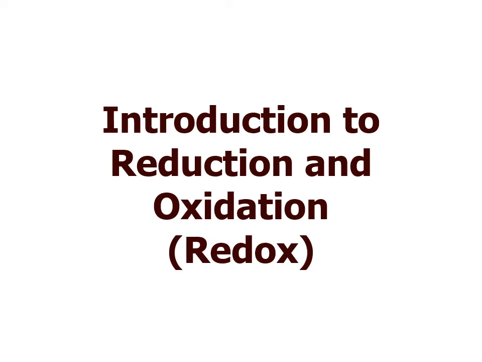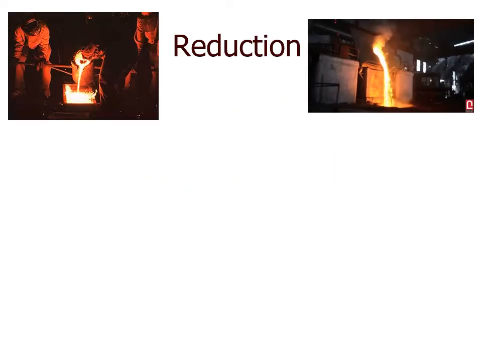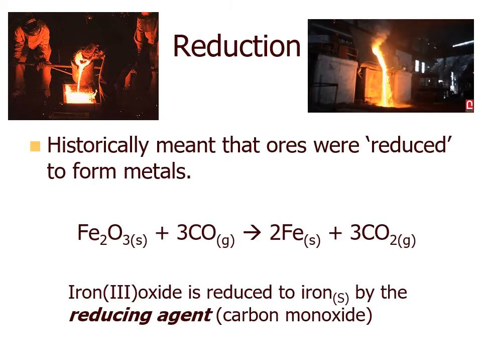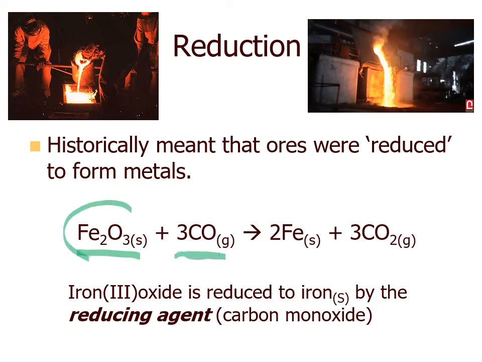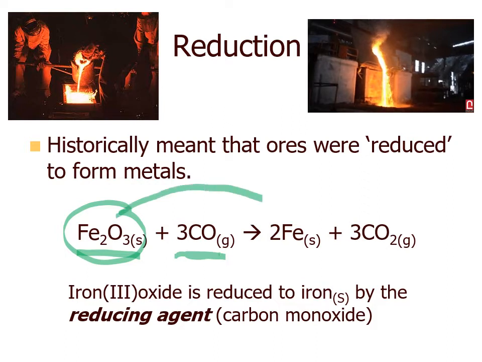Introduction to reduction and oxidation reactions, also known as redox reactions. Reduction historically meant that we'd take something like an iron ore and burn it in a big fire, and some of the carbon monoxide from the fire would reduce the iron ore. We'd start with a big pile of it and end up with a smaller amount of iron, and so it was referred to as a reduction.